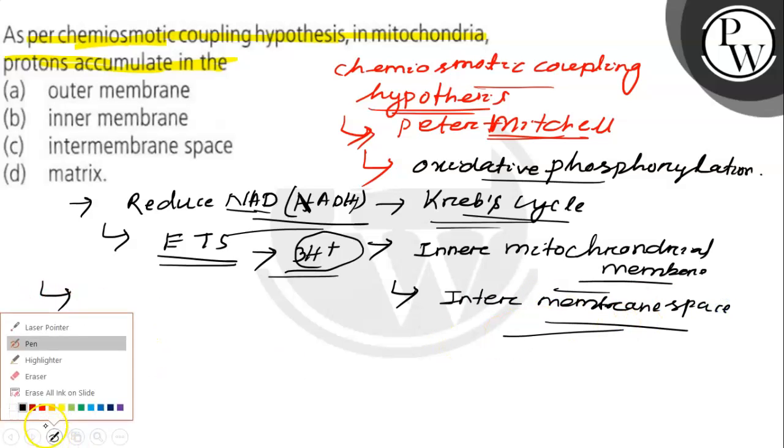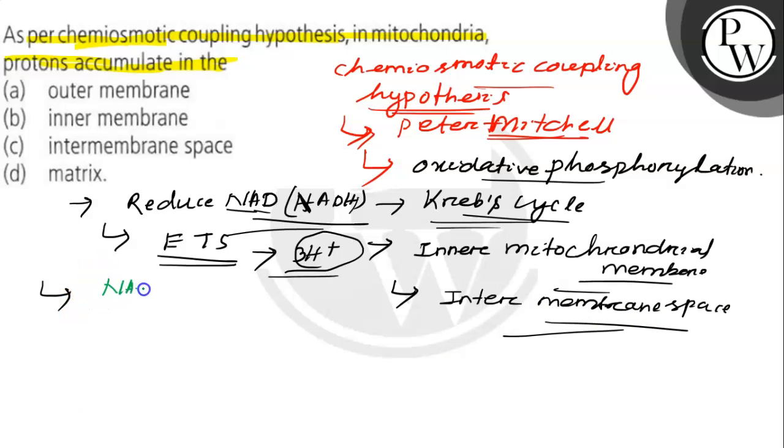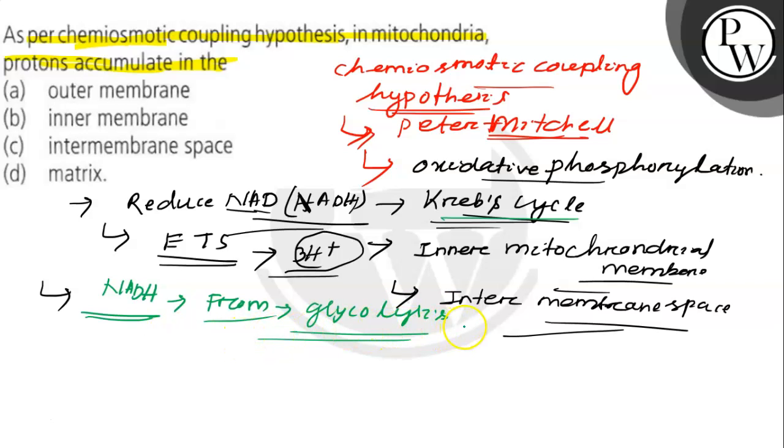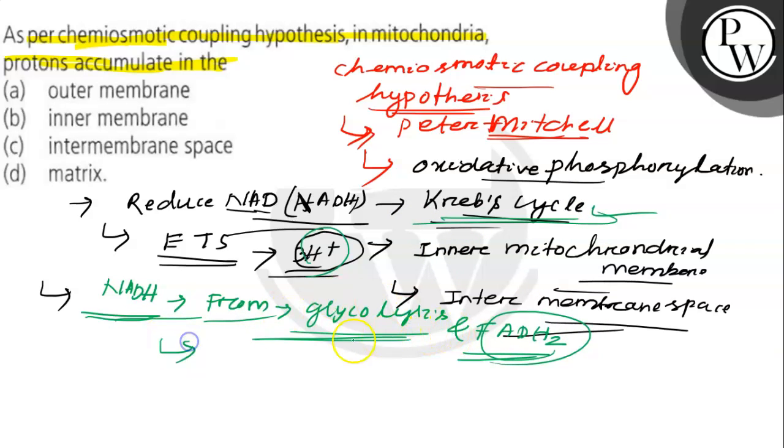And similarly in the other case, NADH from glycolysis, and FADH2 from the Krebs cycle, as usual. These also undergo the electron transport system and transport three hydrogen ions across the inner mitochondrial membrane to the intermembrane space.